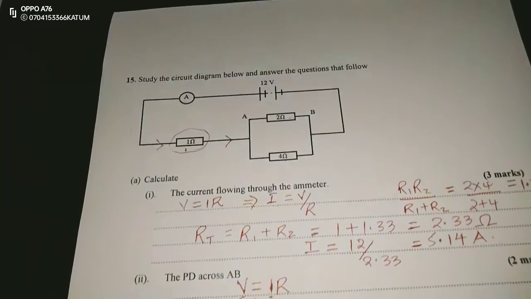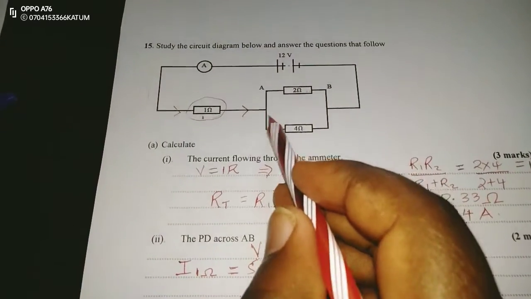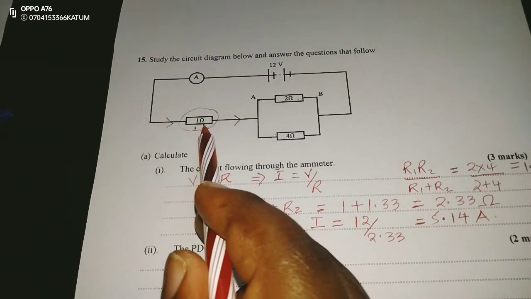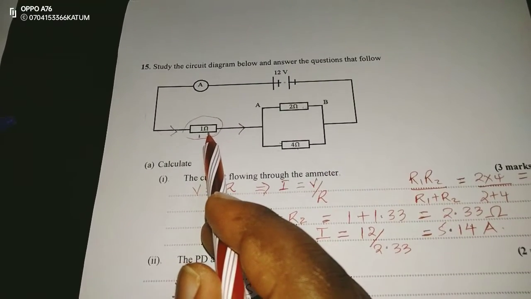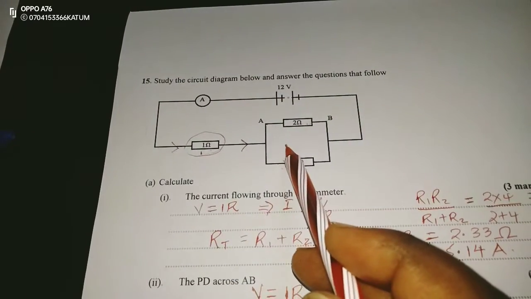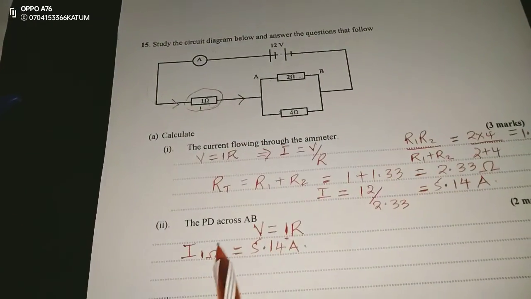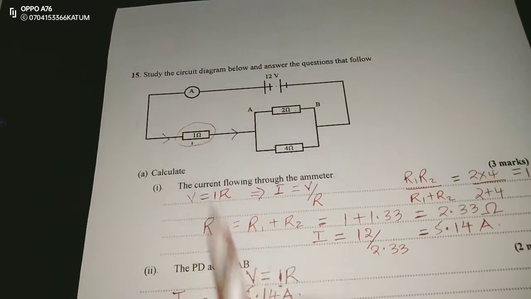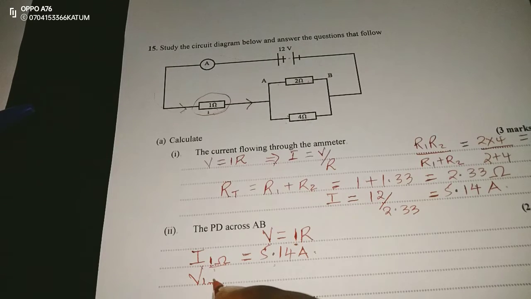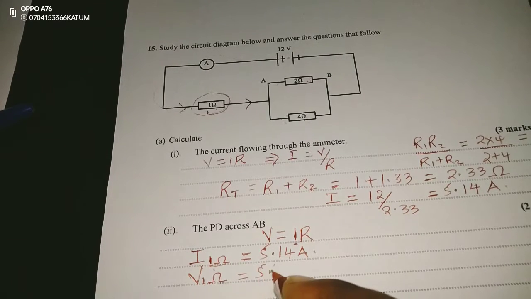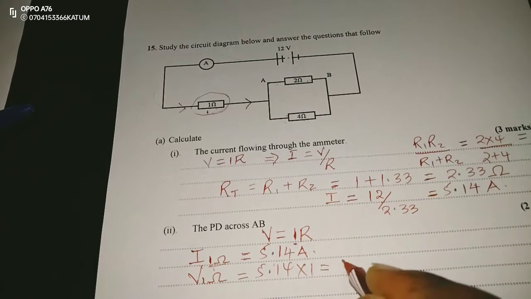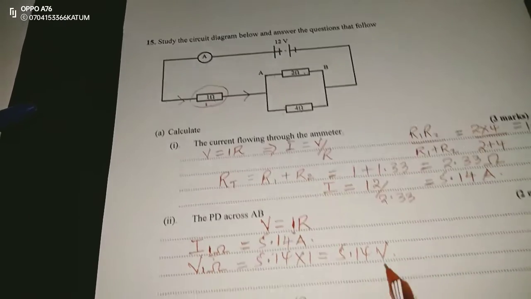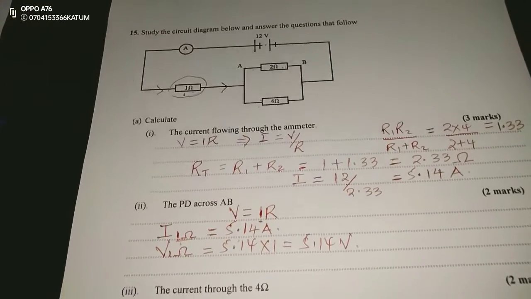So the same current is going to proceed to this junction, but it will get split. As it gets split, we need to know the voltage here, so that we know the balance of the voltage that proceeds to this junction. Therefore, with current and resistance, we can get voltage here. So voltage in the 1 ohm resistor is given by current times the resistance, which is 5.14 volts. This is the voltage across the 1 ohm resistor.